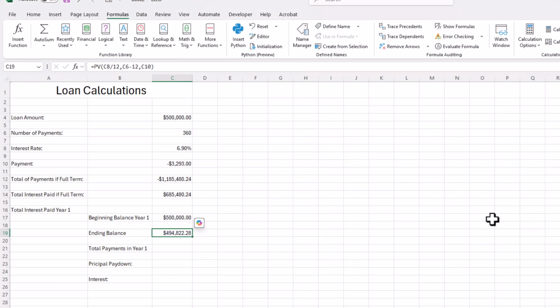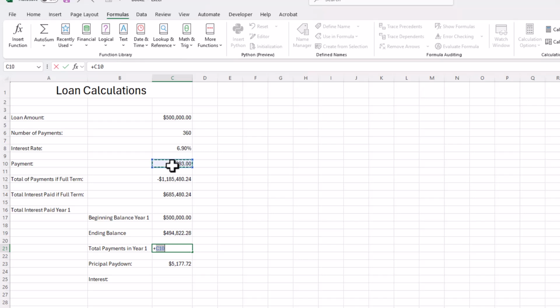Let me skip down. We'll go to this one first. What was the principal pay down? Well, the principal pay down is the difference between the beginning balance and the ending balance. That was $5,197. And what was the total of the payments made during that first year? Well, we're going to take our payment and multiply it by 12. Therefore, $39,000 was disbursed, and we paid down the principal by $5,177.